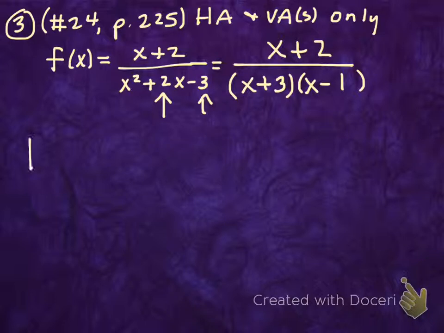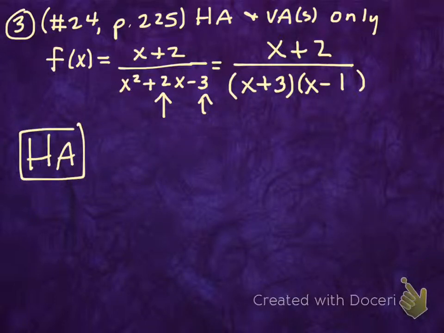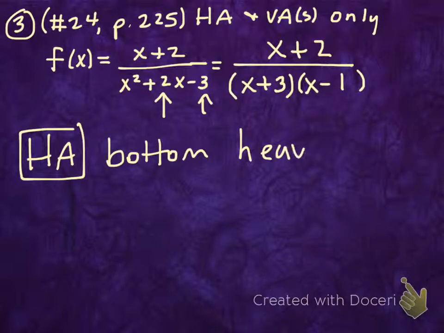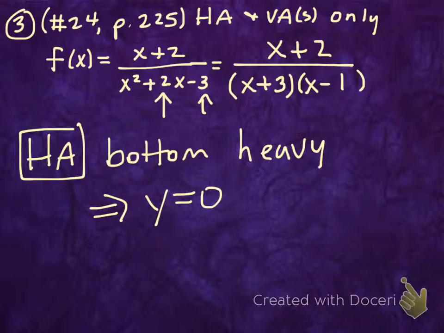So remember, your horizontal asymptote comes from a comparison of the degree of the top to the degree of the bottom. And since the degree of the top here is degree 1, the degree of the bottom is degree 2, this one is bottom heavy by Twitty's quick trick here. So since it's bottom heavy, we know we have a horizontal asymptote at y equals 0.